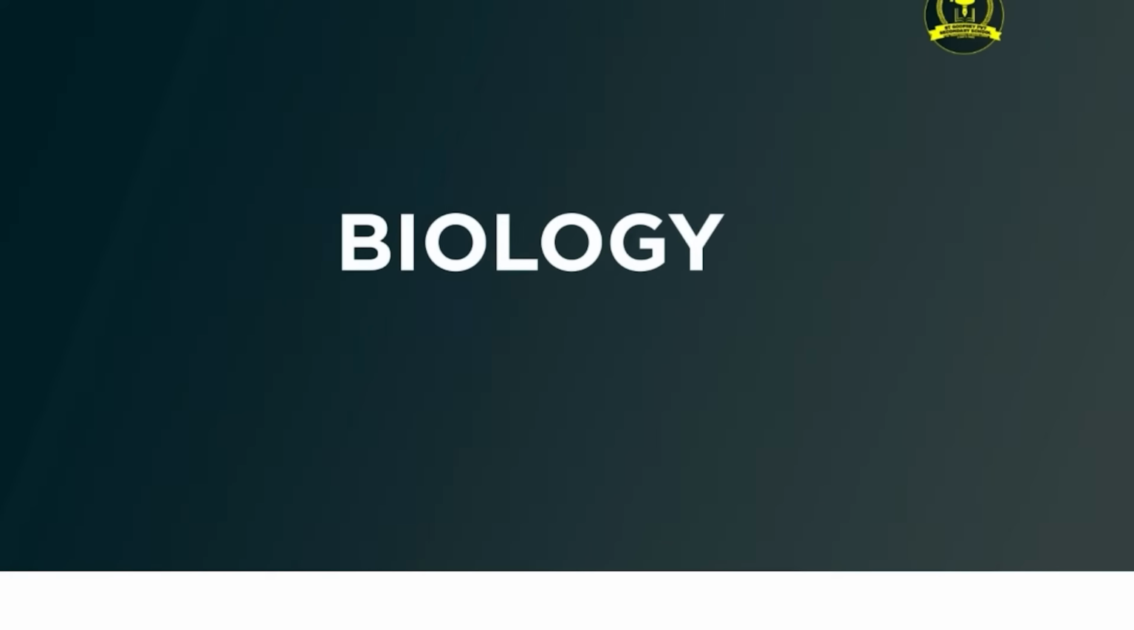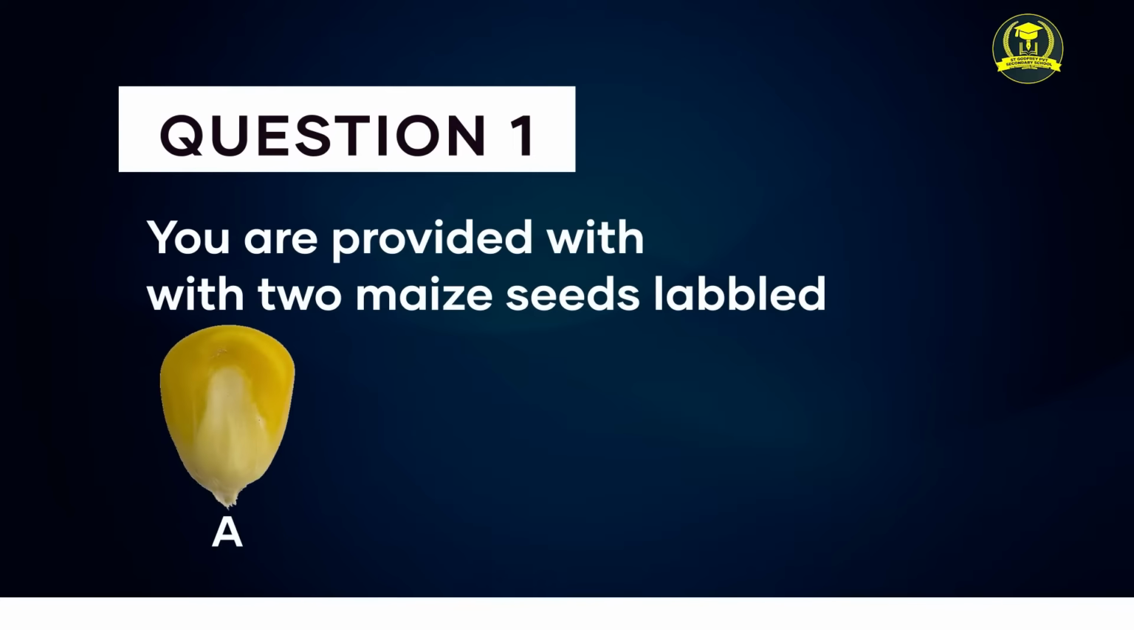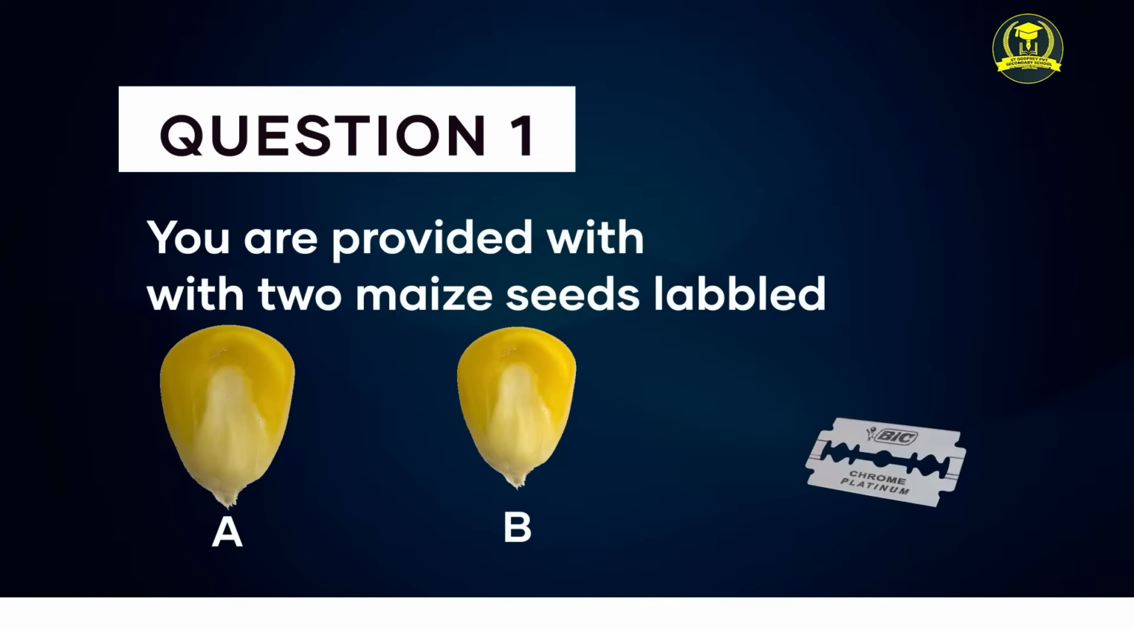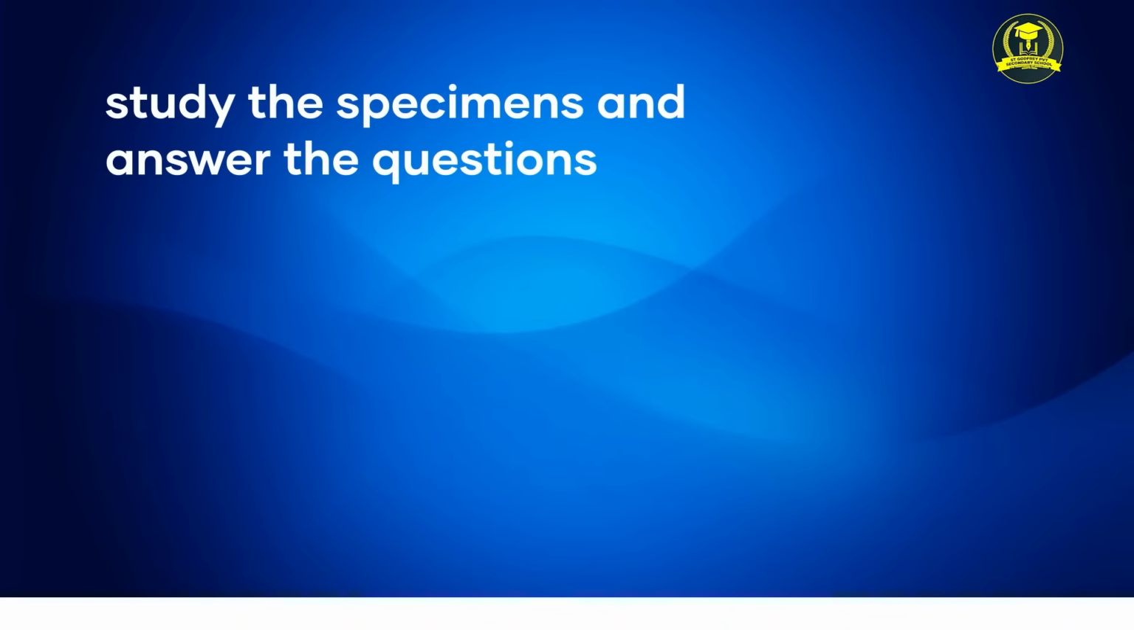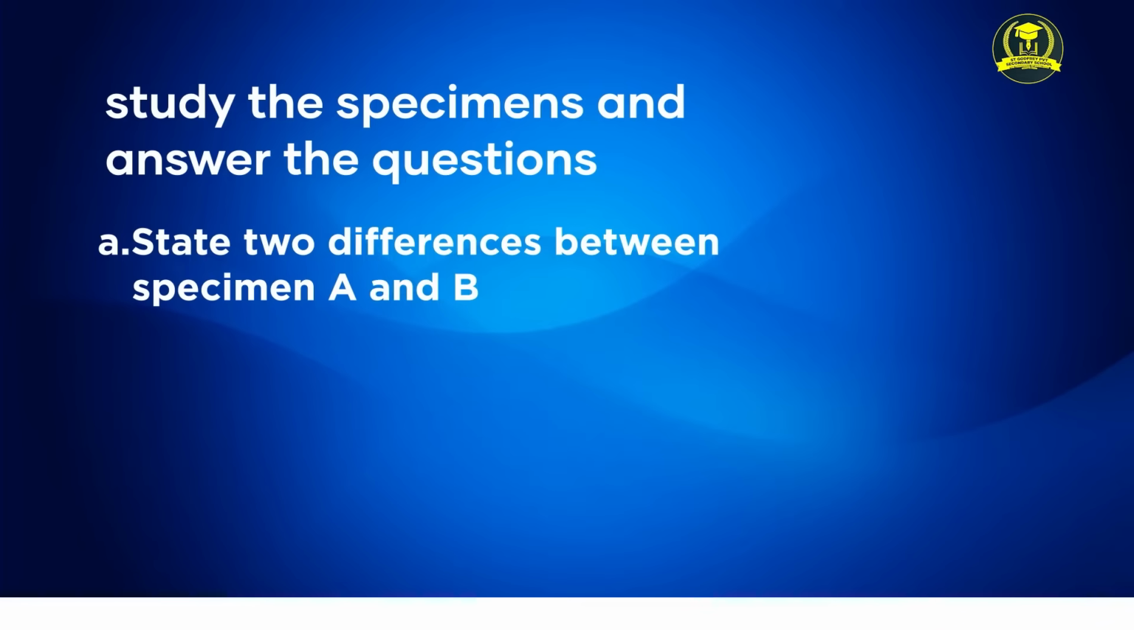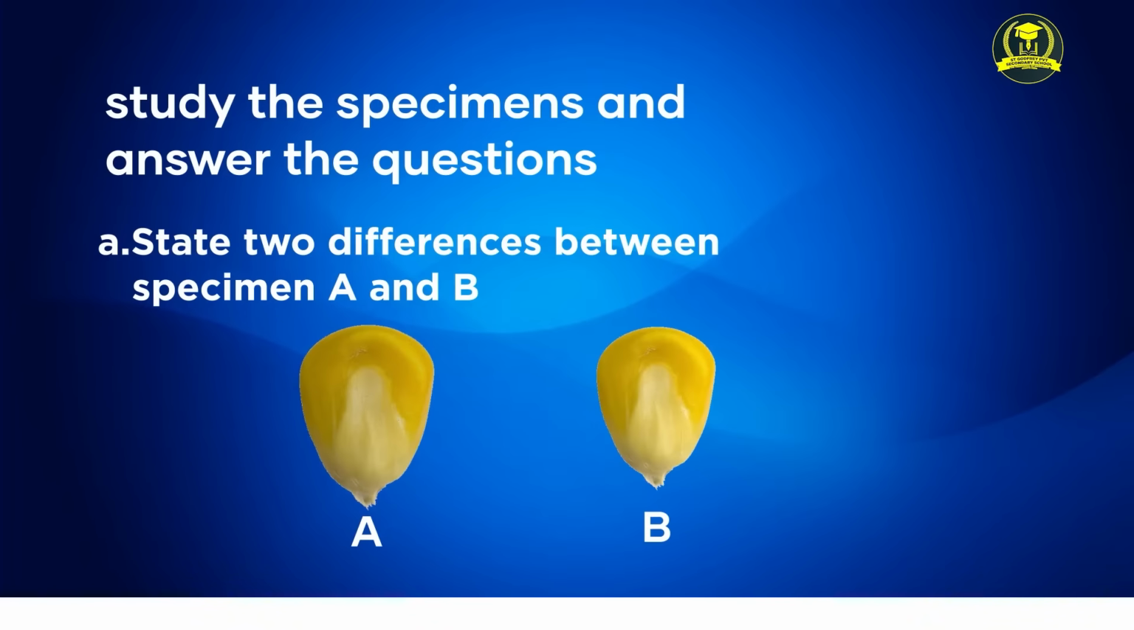Biology. Question number 1. You are provided with 2 maize seeds, labeled A and B, a razor blade or a scalpel, and a ruler. Let's study the specimens and answer the questions. Question A. State 2 differences between A and B.